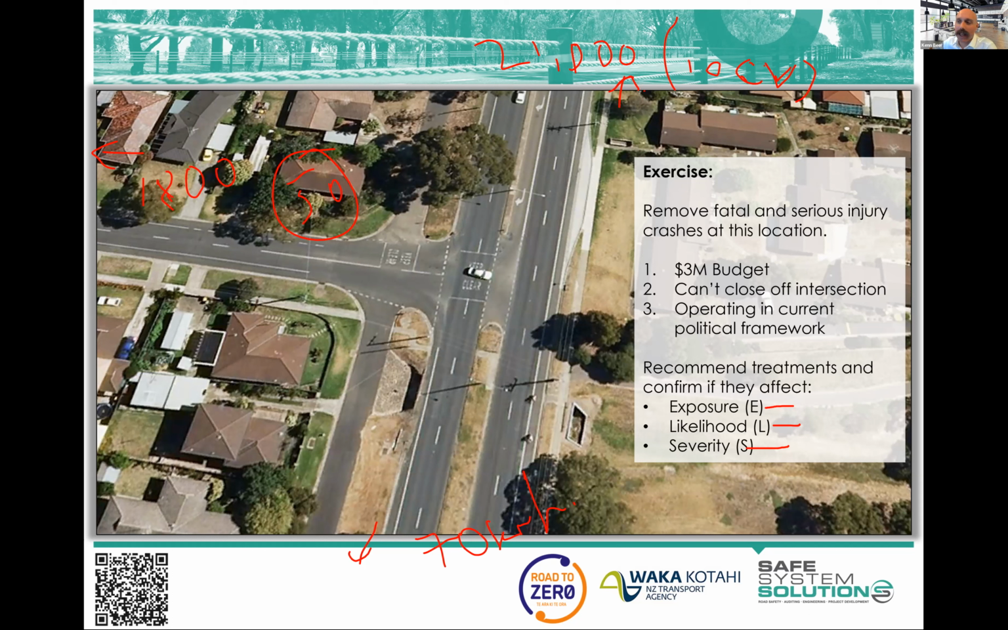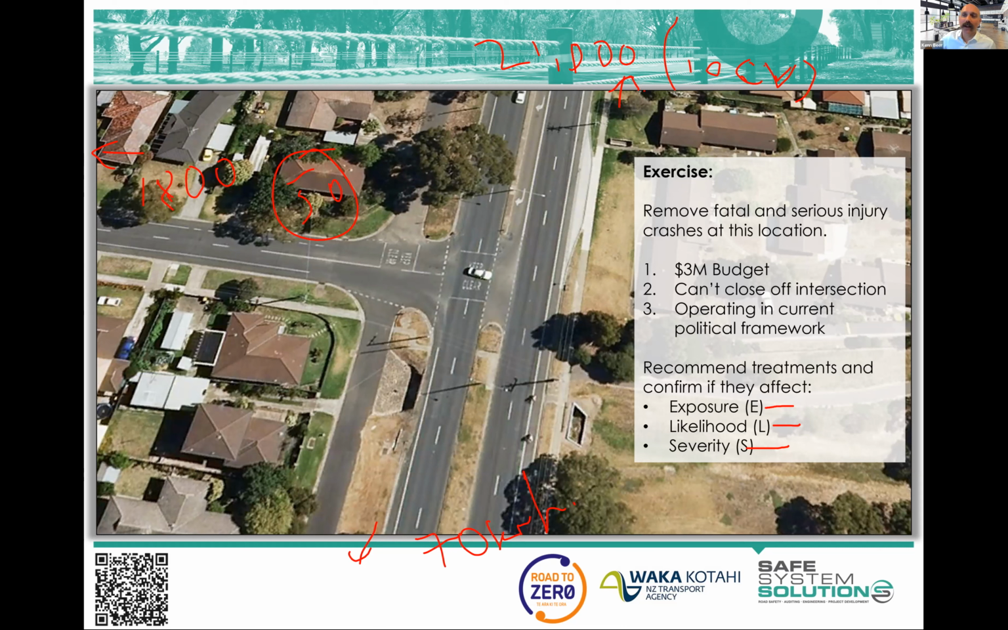Some people want to say it would influence the exposure because, red light, then they're not exposed to that. But remember, one of the key principles, people make mistakes. We're going to have people running red lights. So we're actually just reducing the chance that they will crash into each other. So likelihood, that's good.